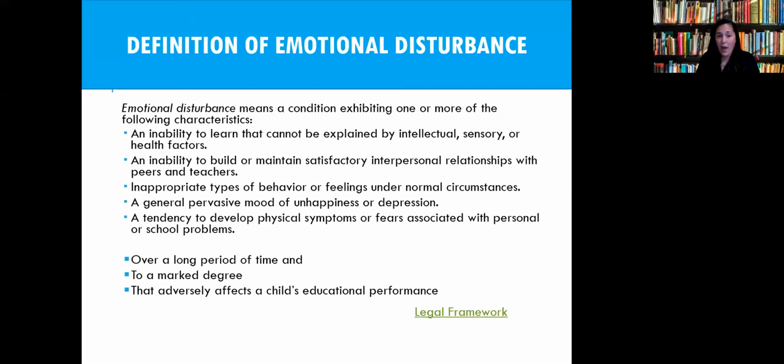What it says is you have to meet the condition for one or more, and then you'll see them dotted, right? An inability to learn, and so on and so forth. The inability to build and maintain relationships, inappropriate types of behaviors, the general pervasive mood of unhappiness, depression, and the tendency for some physical symptoms, right? And I won't read them verbatim because you can read them yourself, but you have to demonstrate behaviors that fall into one of these areas.